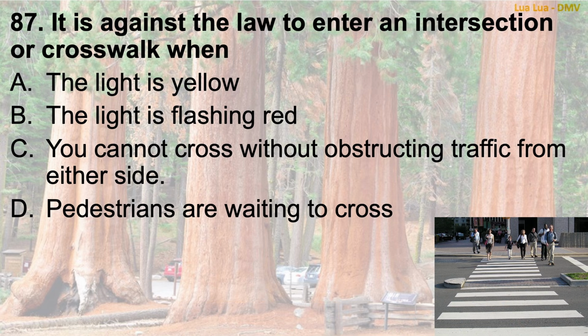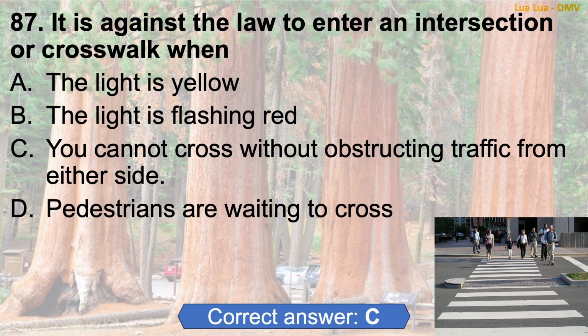Question 87. It is against the law to enter an intersection or crosswalk when A. The light is yellow. B. The light is flashing red. C. You cannot cross without obstructing traffic from either side. D. Pedestrians are waiting to cross. The correct answer is C. You cannot cross without obstructing traffic from either side.